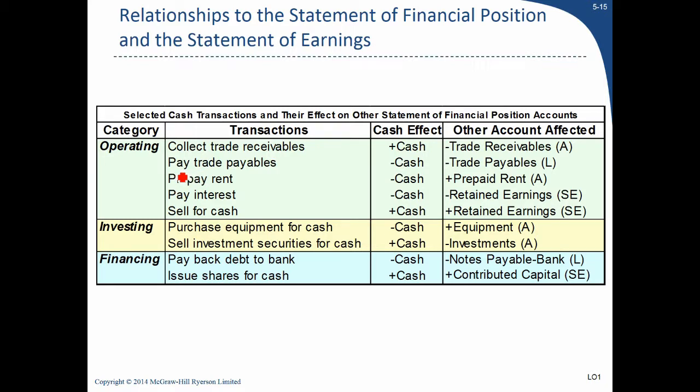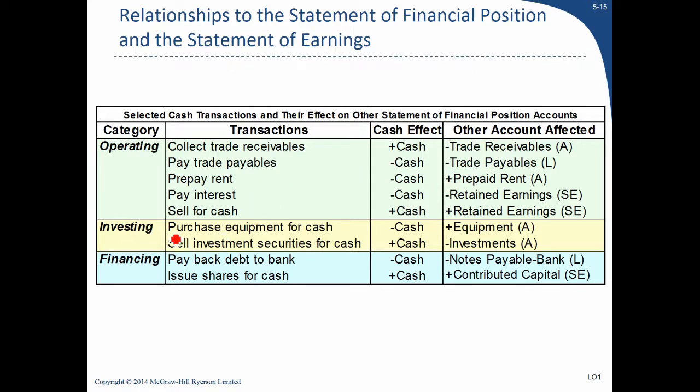Prepay rent. What's the journal entry if you prepay rent? If you prepaid your landlord for a year on January 1st, what would your personal journal entry be? You'd credit cash because your cash balance is declining, and you debit prepaid rent, right? And then every month you would expense one month's worth of rent. Debit rent expense, credit prepaid rent.